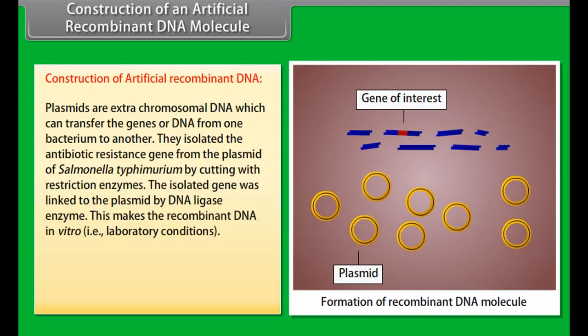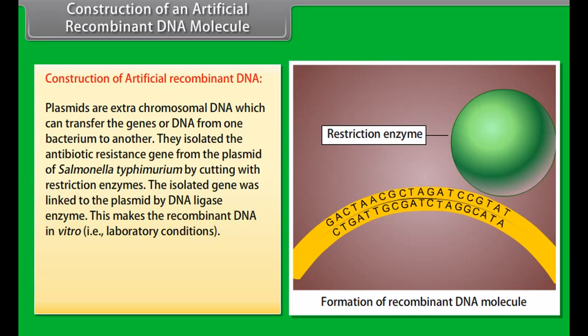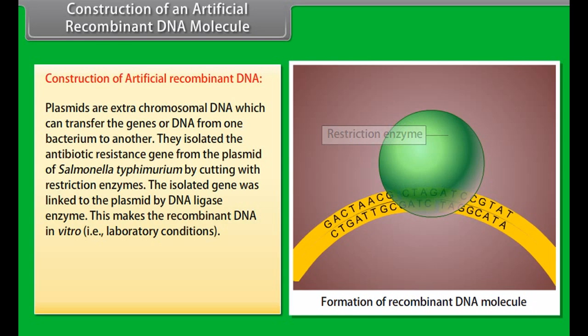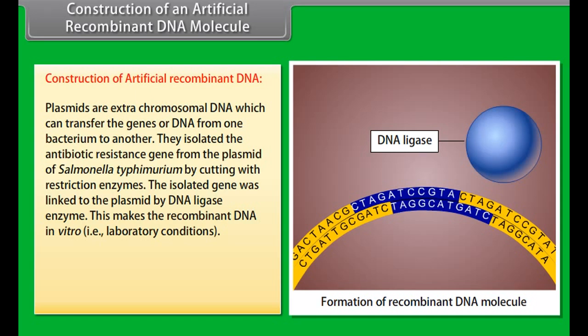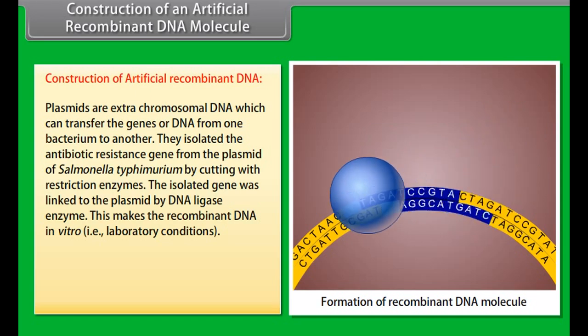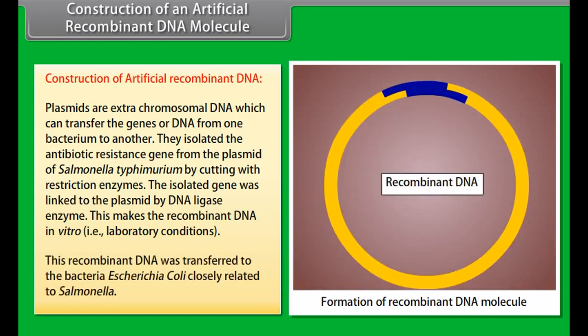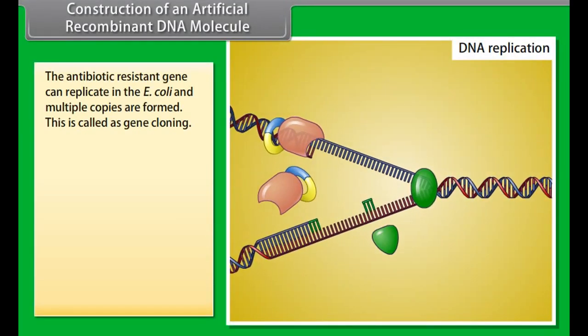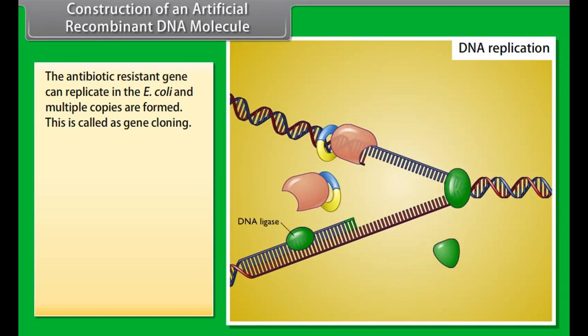Plasmids are extrachromosomal DNA which can transfer the genes or DNA from one bacterium to another. They isolate the antibiotic resistance gene from the plasmid of Salmonella typhimurium by cutting with restriction enzymes. The isolated gene was linked to the plasmid by DNA ligase enzyme. This makes the recombinant DNA in vitro, that is, laboratory conditions. This recombinant DNA was transferred to the bacteria Escherichia coli, closely related to Salmonella. The antibiotic resistance gene can replicate in the E. coli and multiple copies are formed. This is called as gene cloning.